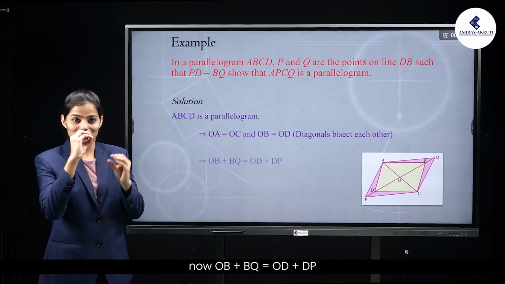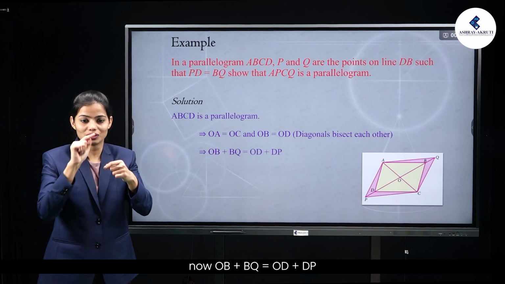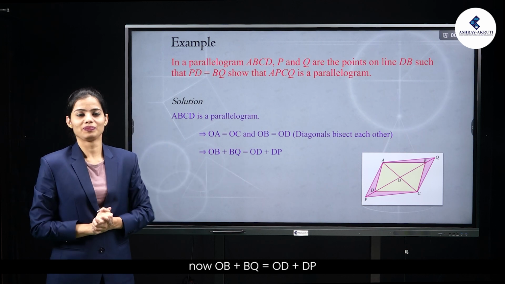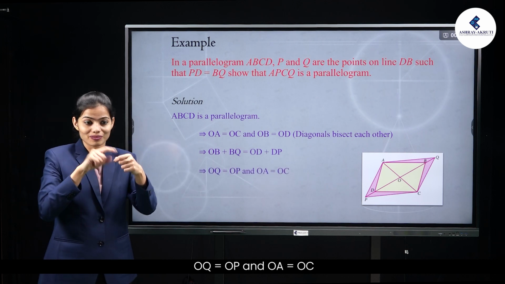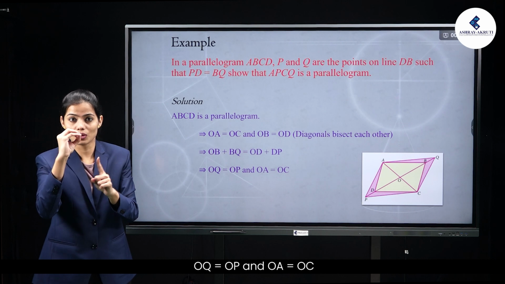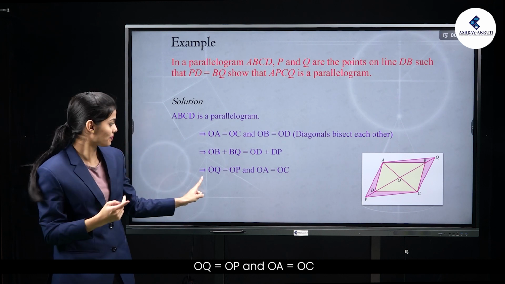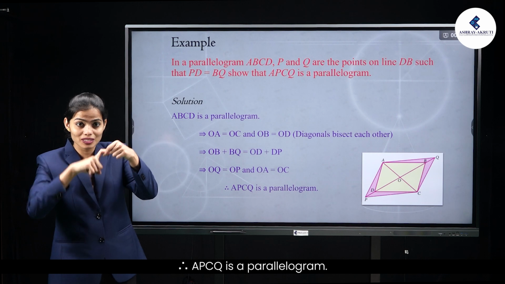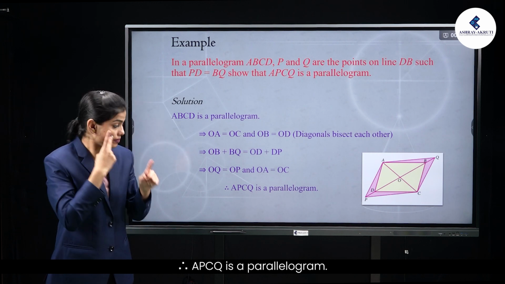Now, OB plus BQ is equal to OD plus DP. OQ is equal to OP and OA is equal to OC. Therefore, APCQ is a parallelogram.